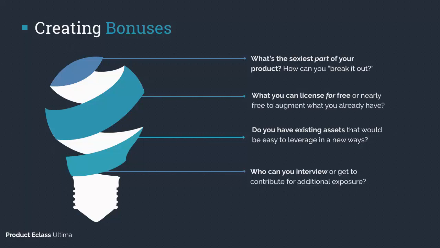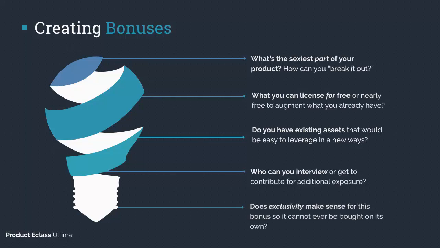When we teach people how to build Amazon businesses, I've never sold an Amazon business, but I know people who have. So I interviewed them as part of the product. I didn't have to have the expertise per se. I had enough expertise around it, but we made these bonuses. This was an example of one of those bonuses. What do you do with your business after you build it? Well, here's a bonus that teaches you how to sell it. Does exclusivity make sense for this bonus so it cannot ever be bought on its own?